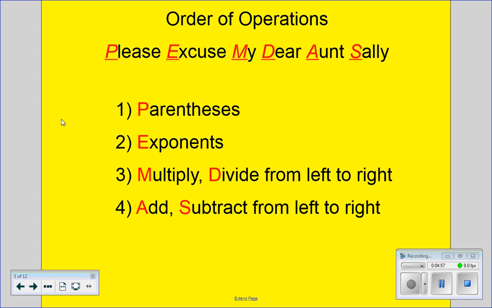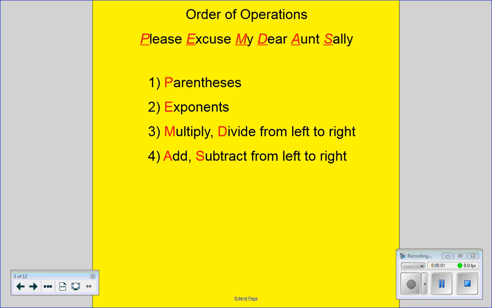Alright, so I'm going to write out an example here. This shows you why your M doesn't always have to come first, or your multiply doesn't always have to come before you divide. So let's say I have this: 12 divided by 3 plus 6 times 2. In this problem, I have three different things: I have divide, I have multiply, and I have addition.